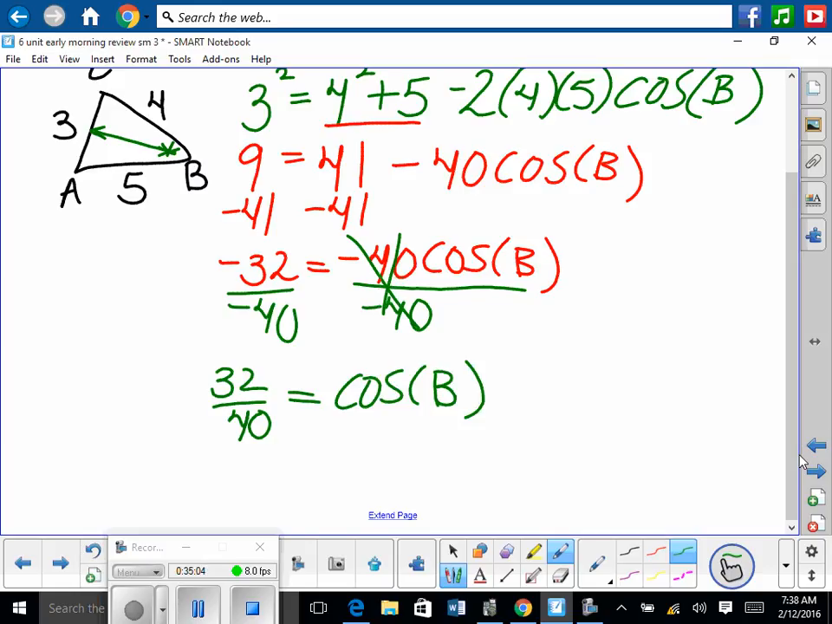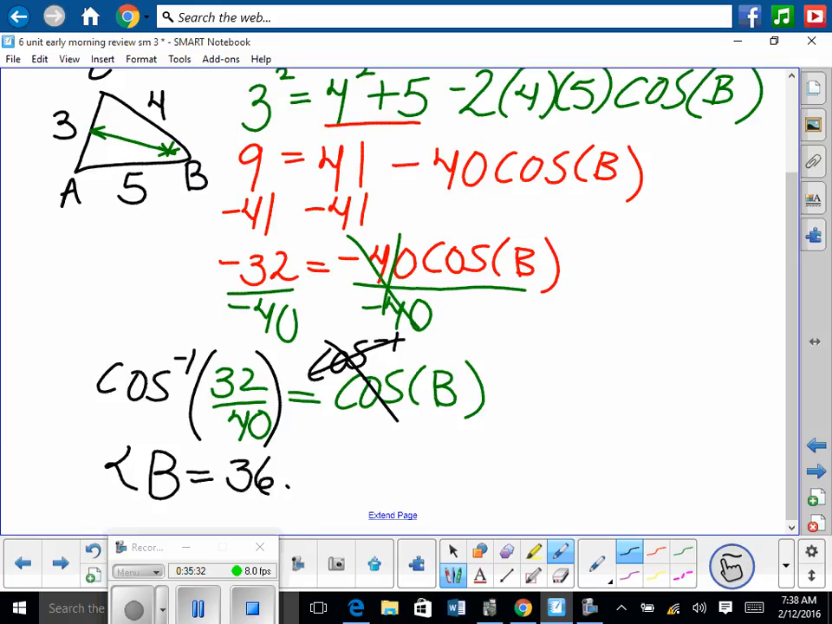Now to get B alone, because it's entrapped in cosine, we're going to take the cosine inverse. Cosine inverse and cosine cancel out, B's alone. So you'll take the cosine inverse of 32 divided by 40. And if you typed in negative 32 divided by negative 40, you would have been okay. So that's 36.9 degrees. So angle B is equal to 36.9 degrees. So we were able to solve for angle B using the law of cosines. Okay, questions?